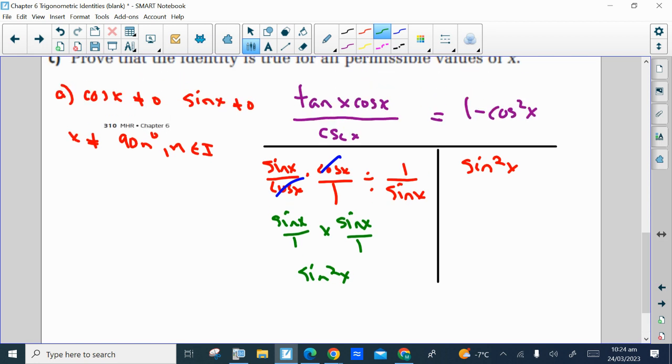Okay, so don't forget, if you're asked for your non-permissive values, they come from the denominators. You can always check them on your calculator to make sure that you haven't missed any, that you have the right ones. Okay?